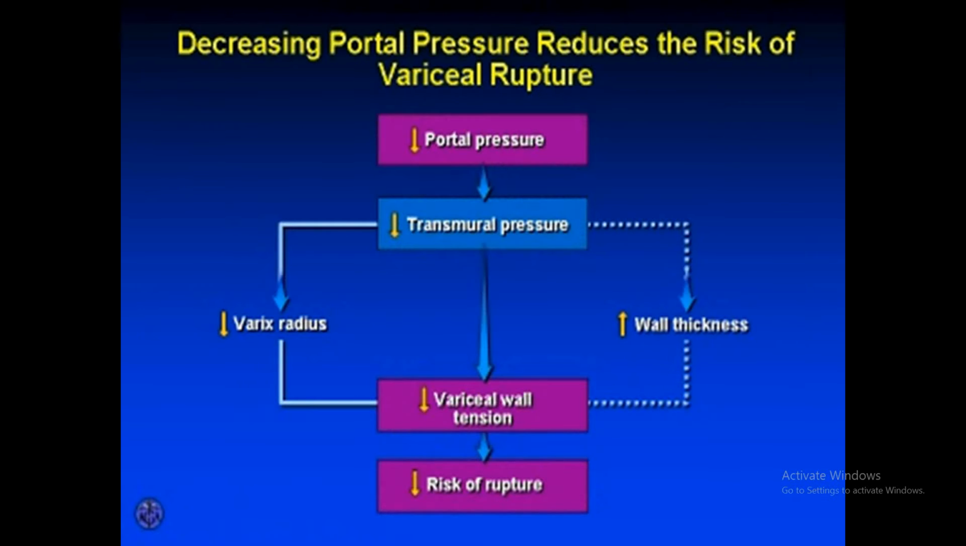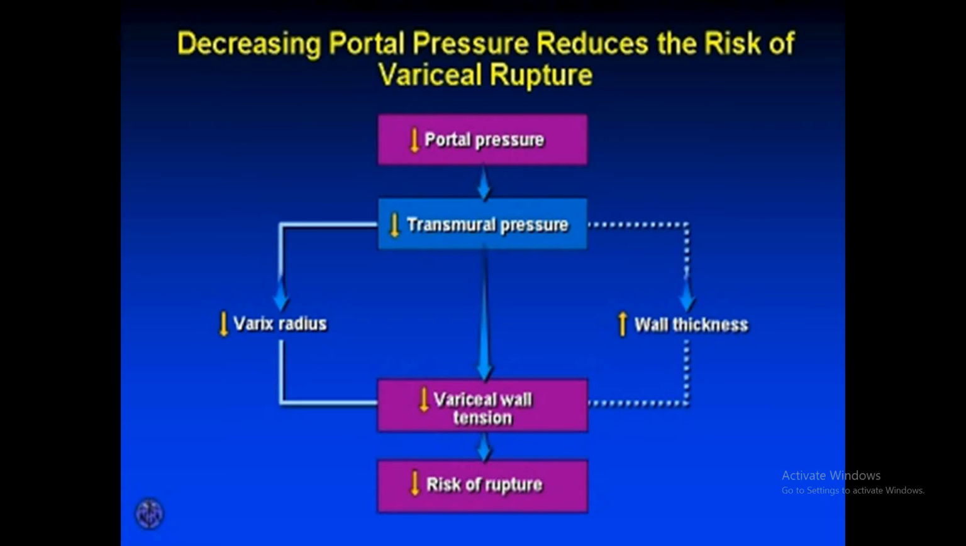So decreasing portal pressure reduces the risk of variceal rupture, of course. You reduce the portal pressure, the transmural pressure will be reduced, and the variceal radius will be reduced. The wall thickness of the veins will be increased, and the variceal wall tension will be decreased, and there is decreased risk of rupture.